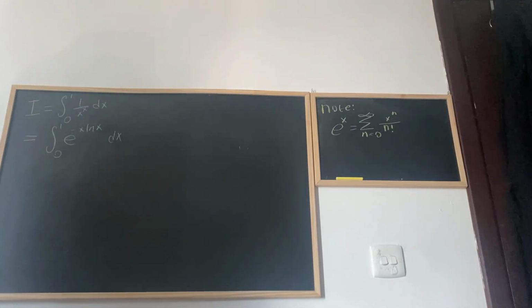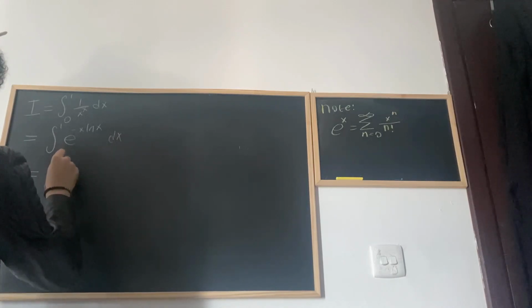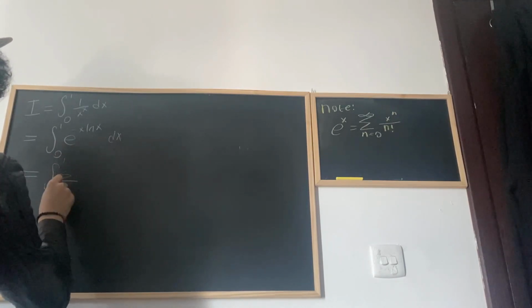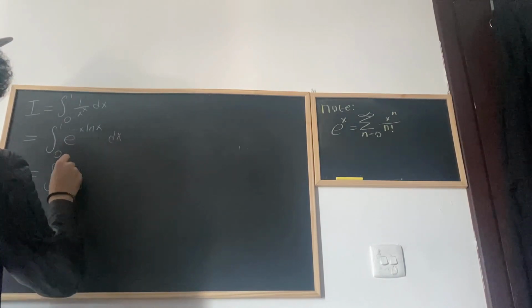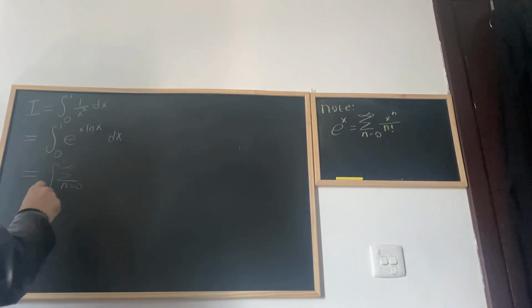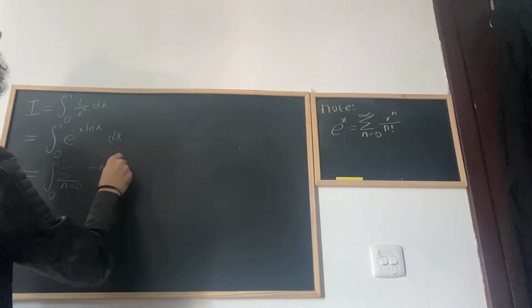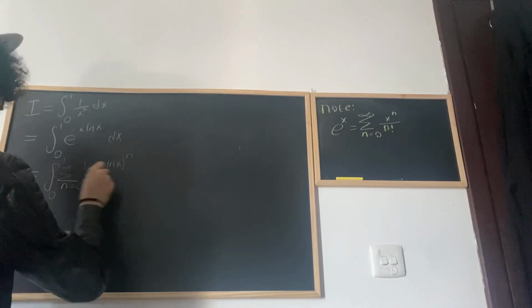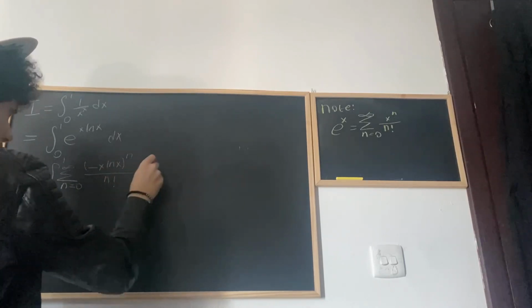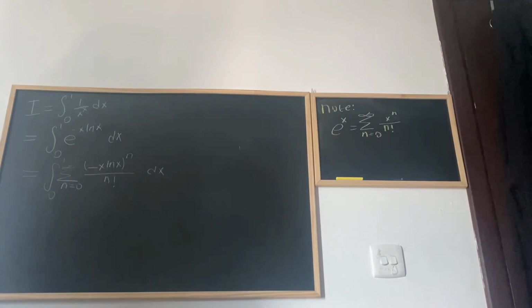Okay. So we can equate this to the integral from 0 to 1 of the sum from n equals 0 to infinity of (negative x ln x) all to the power of n over n factorial dx. Now, what's the next step? What can we do here? How do we manipulate this to get rid of that integral?